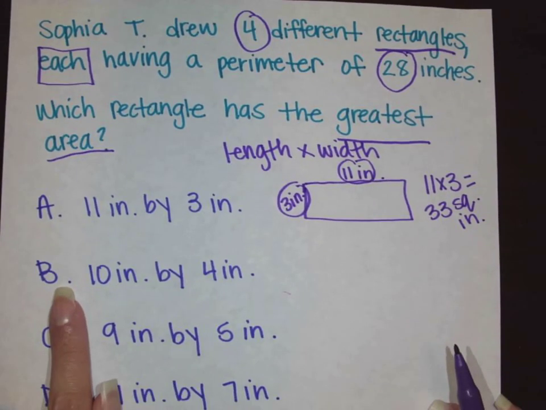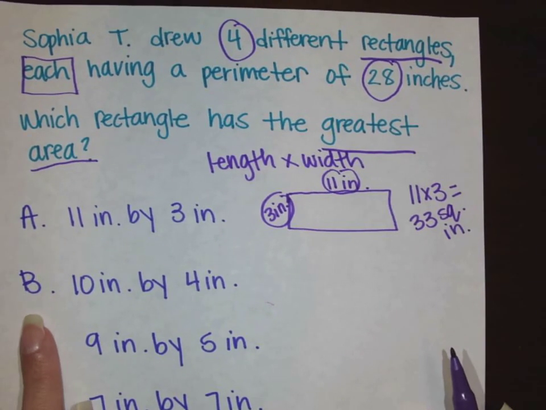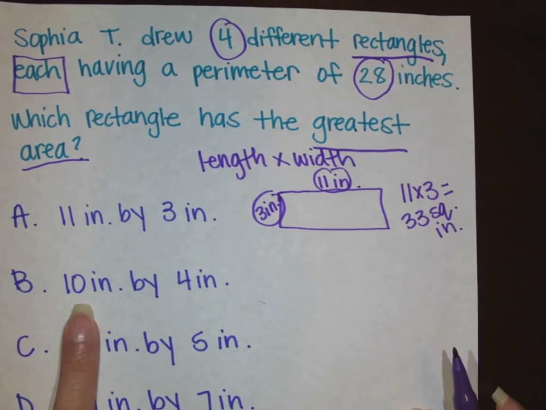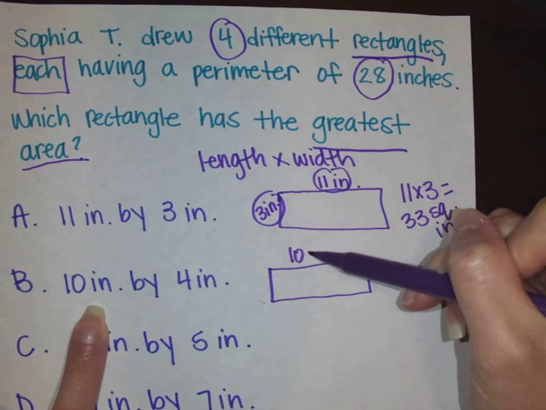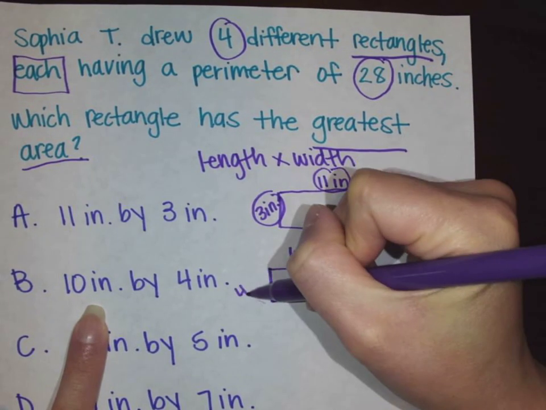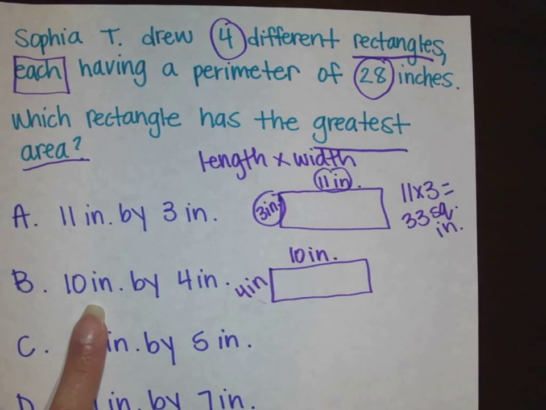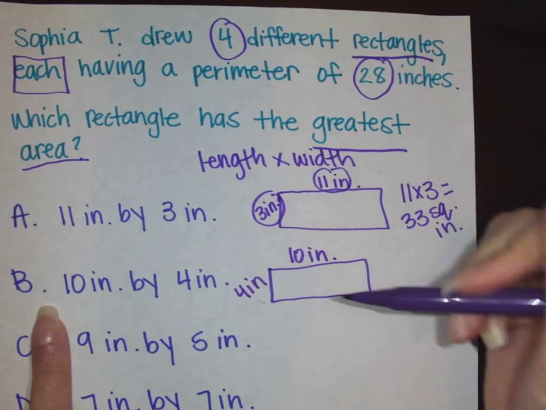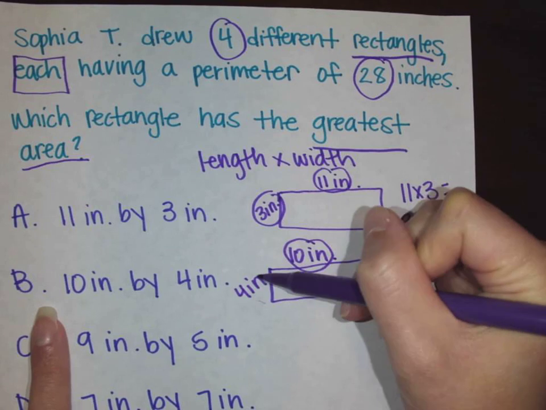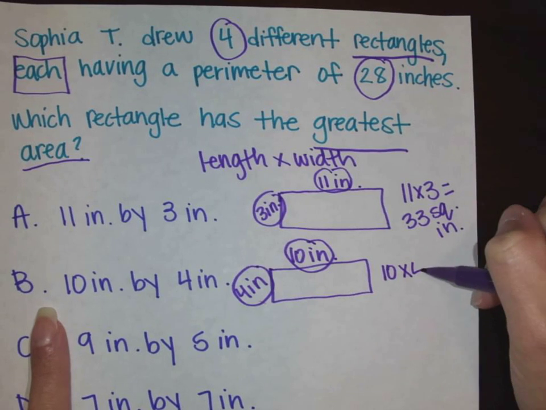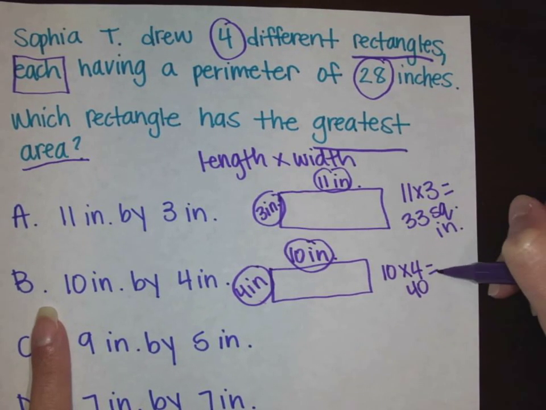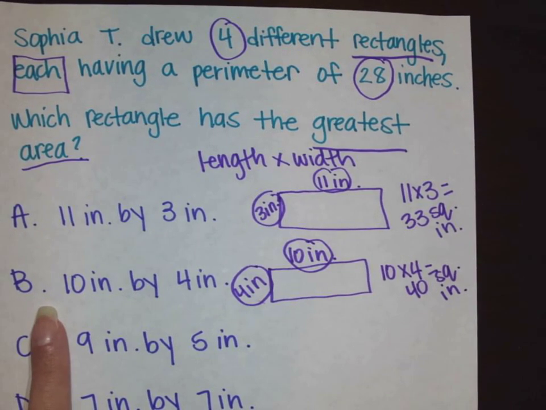Well, let's look at B. I'm going to solve all 4 of these, and then I'm going to look back and see which one is larger. So B says her rectangle is 10 inches, so this is the long side, by 4 inches. So what would the area be for choice B? Well, length times width is how we would solve to find area of a rectangle. And I know that 10 inches times 4 inches is 40 square inches. So that represents her rectangle B.